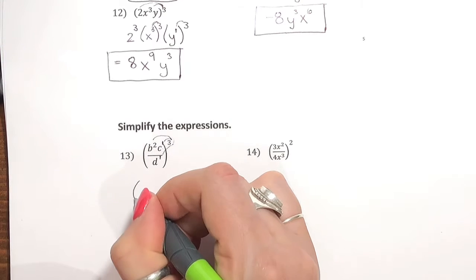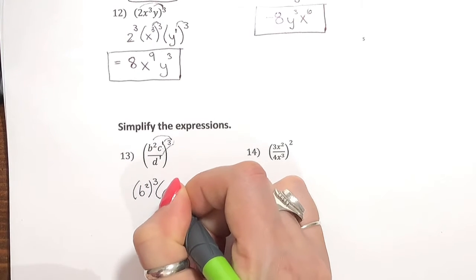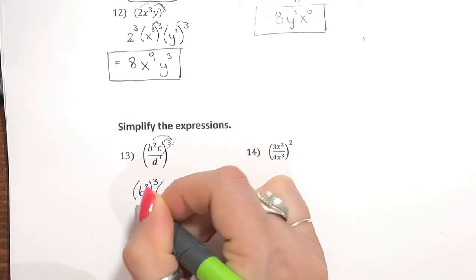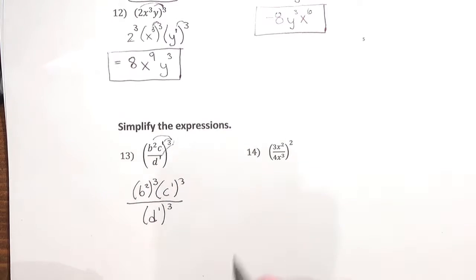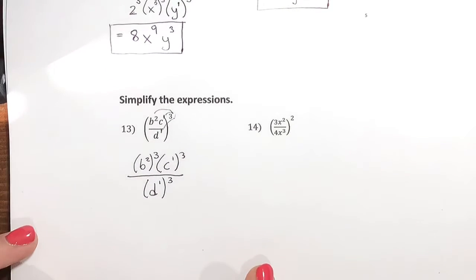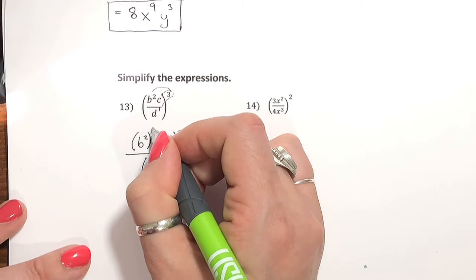Again, you can write it out if you want. That would be like a b squared being cubed, and then a c to the 1 being cubed, and then a d to the 1 being cubed. You don't have to do that step. I know it gets kind of annoying having to write all that out all the time. So if you can do it in your head, great. That's kind of what we're hoping for.